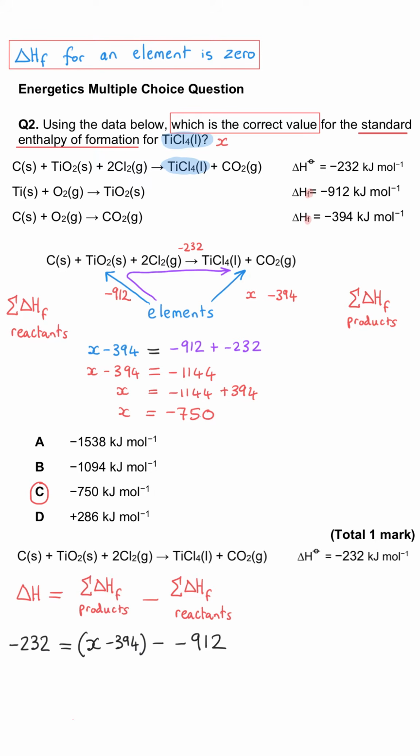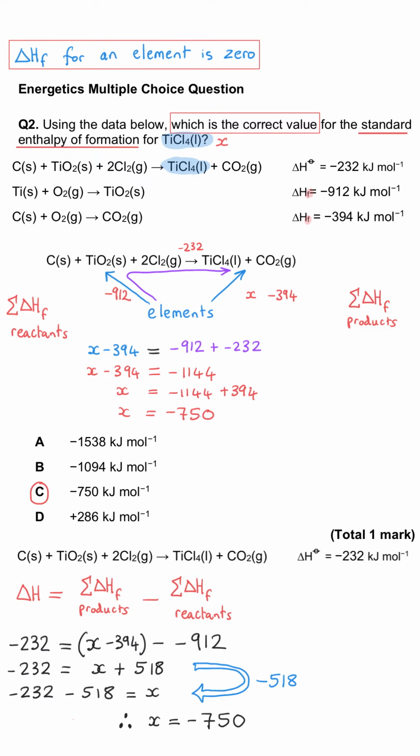And then if we take the numbers on the right-hand side and we do minus 394 plus 912, which is what this becomes, we have x plus 518 on the right-hand side. And then we need to subtract 518 from both sides. So we get minus 232 minus 518 is equal to x. And then x is going to be minus 750. So we get the same answer both times, of course, and so that means that you can just choose whichever of these two methods you prefer.